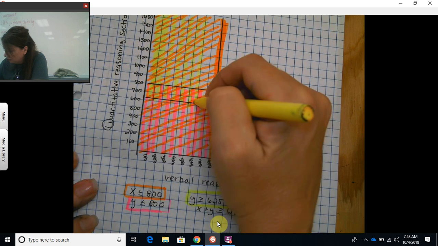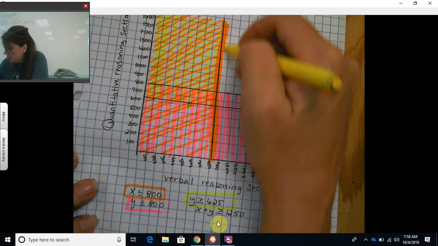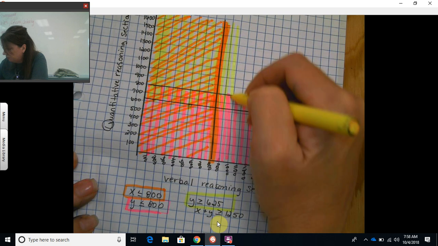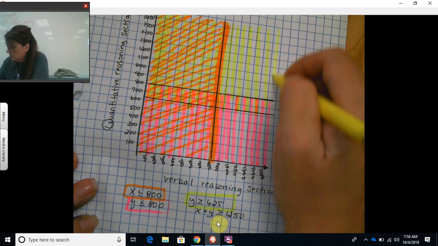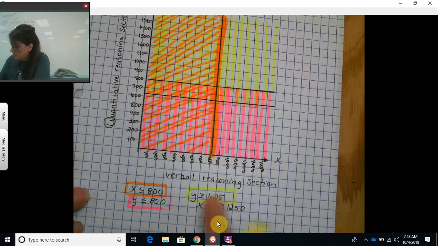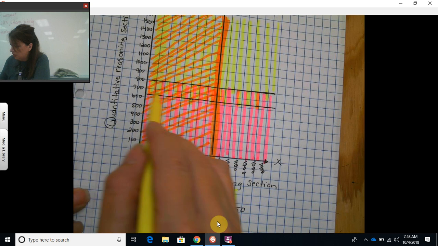So the region that makes all 3 of these statements true is getting smaller, right? Anything that's in yellow only makes my yellow inequality true. This region right here makes the yellow and the pink true. This makes the orange and the yellow true. Only this small region right here makes all 3 true so far.